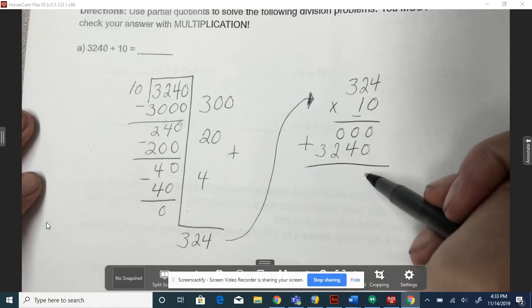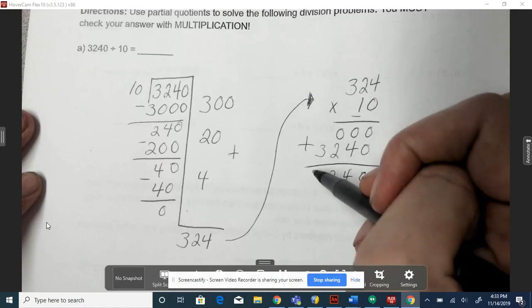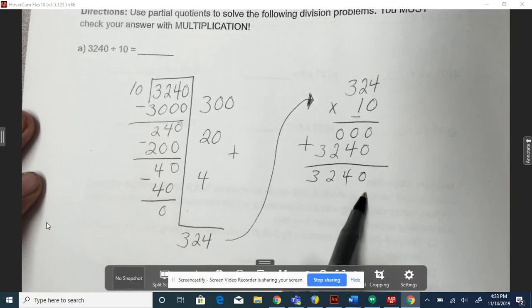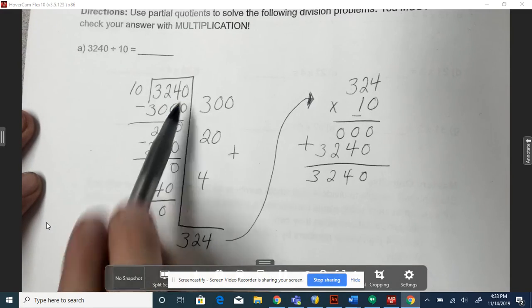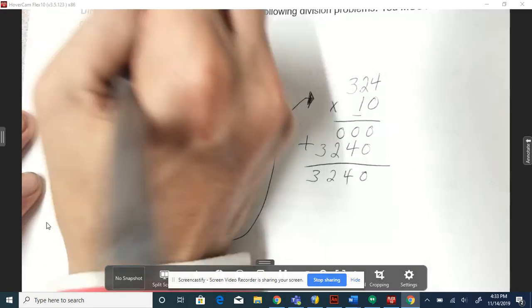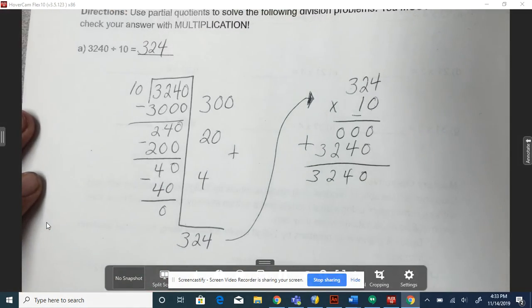I'm going to add 0, 4, 2, 3. 3,240. Oh, that's the number I started with. So my answer, 324, is correct. Let's try the next one.